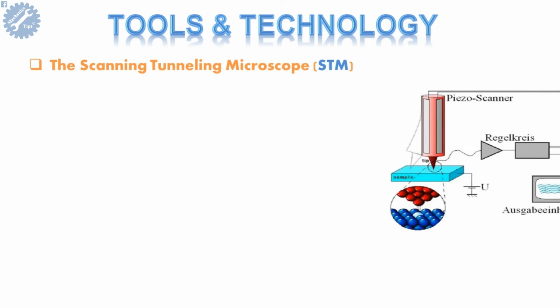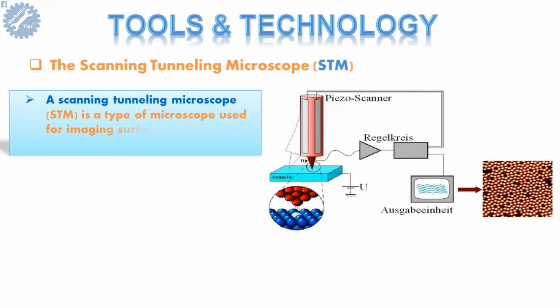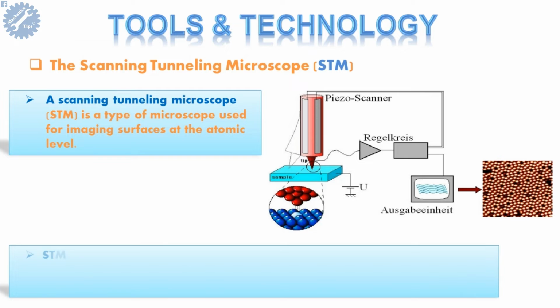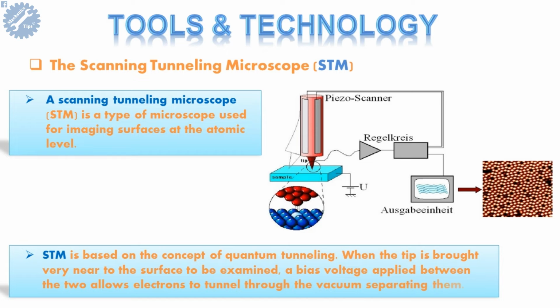The scanning tunneling microscope, STM. A scanning tunneling microscope, STM, is a type of microscope used for imaging surfaces at the atomic level. STM is based on the concept of quantum tunneling. When the tip is brought very near to the surface to be examined, a bias voltage applied between the two allows electrons to tunnel through the vacuum separating them.